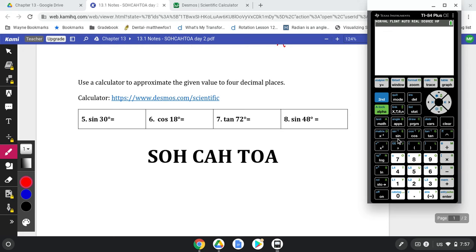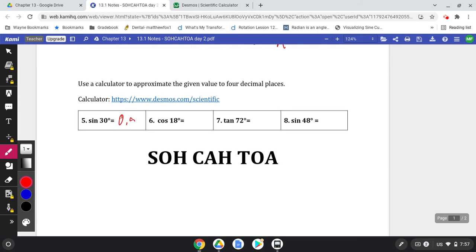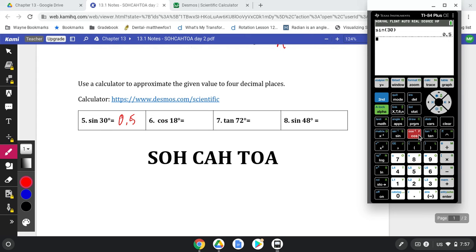Okay, so now to solve this, we're just practicing finding sine, cosine, tangent, and sine again of these values. So all we do is sine of 30, close your parenthesis, hit enter, and we get 0.5. Now notice it says to approximate the given value to 4 decimal places. Okay, so this next one, cosine of 18. Okay, so I can do cosine of 18, close your parenthesis, hit enter, and it's 0.9510, but the next one's a 5, so 0.9511.